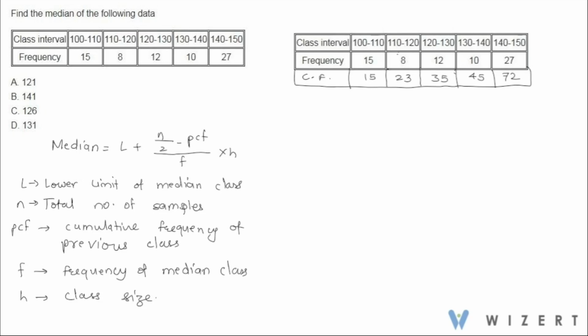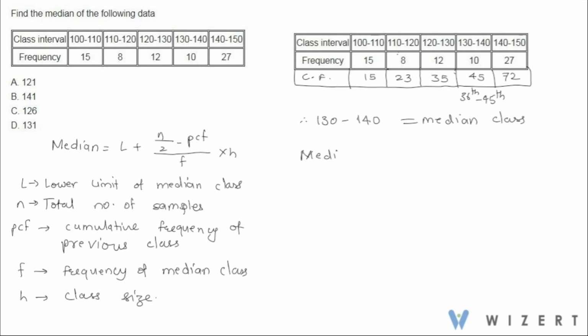Now since n is 72, n by 2, that is median should be 36th sample. And if we observe the given classes, 36th sample lies in this class, which is 130 to 140. Therefore 130 to 140 is median class. Now that we know median class, we can simply substitute all the information here.